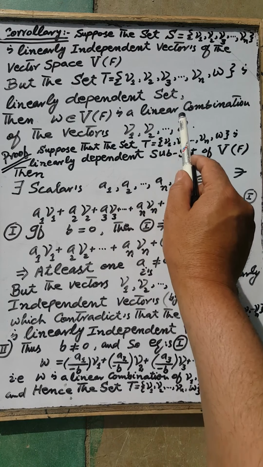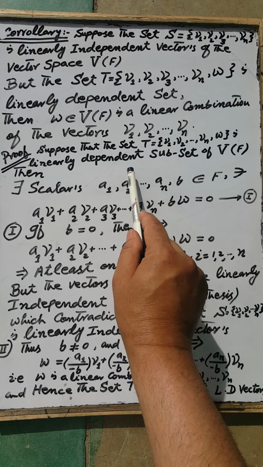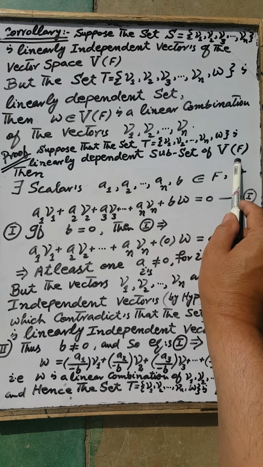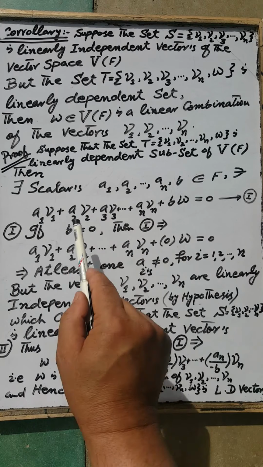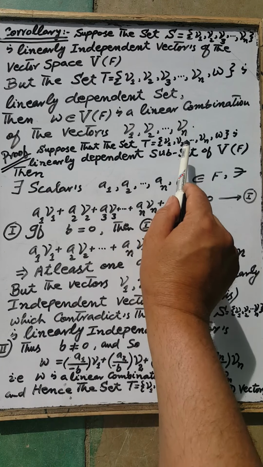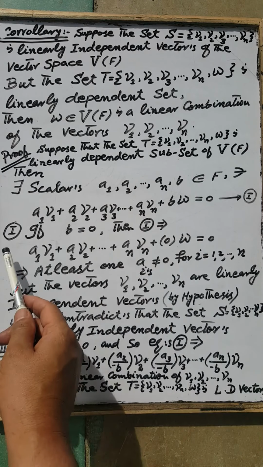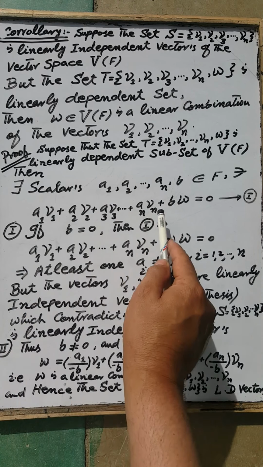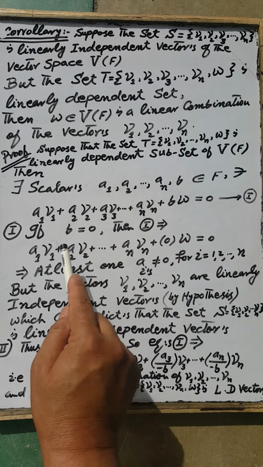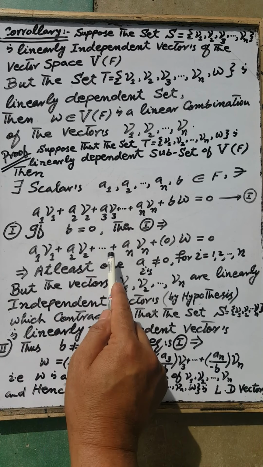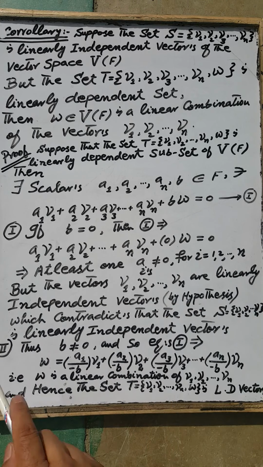Suppose that the set T consisting of all the elements v1, v2, up to vn, w is a linearly dependent subset of the vector space V over the field F. Then by definition there are scalars a1, a2, up to an, b such that a1 v1 plus a2 v2 plus and so on plus an vn plus b w is equal to 0. If the scalar b is equal to 0, then equation first implies that a1 v1 plus a2 v2 plus up to an vn plus 0 multiplied by w is equal to 0.